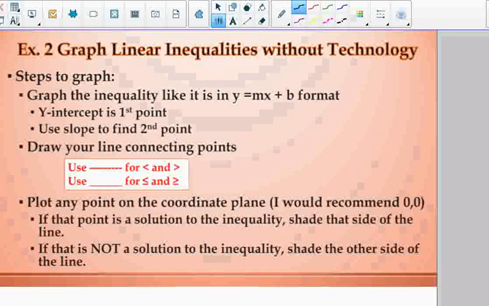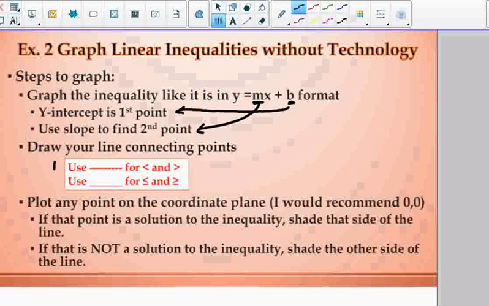Remember, in our format, y equals mx plus b, your b is always your y-intercept, and your m is always your slope. And so you're going to use that to help find 2 points. And remember, you need 2 points in order to draw a line. And then when we draw our line, there are 2 different kinds of lines that you can use. The first kind of line is a dotted line.